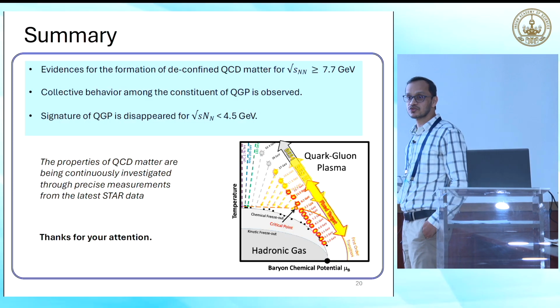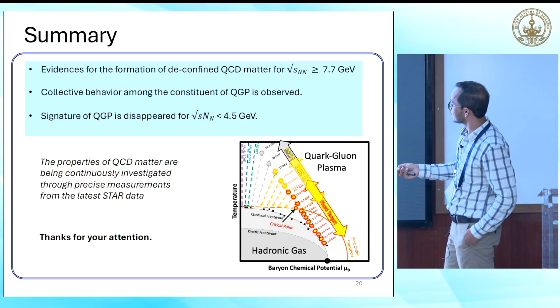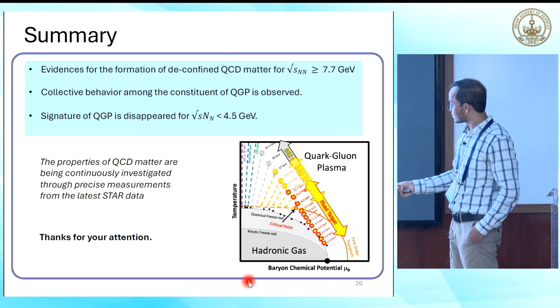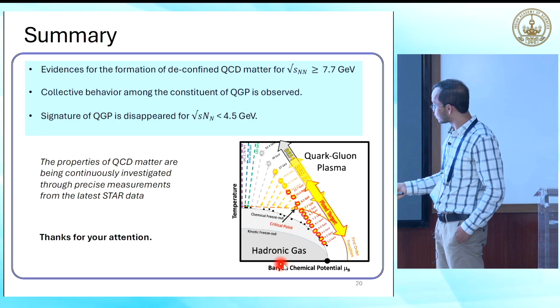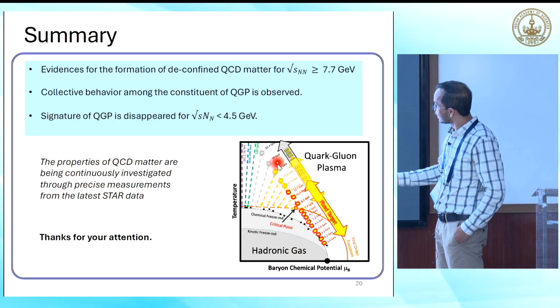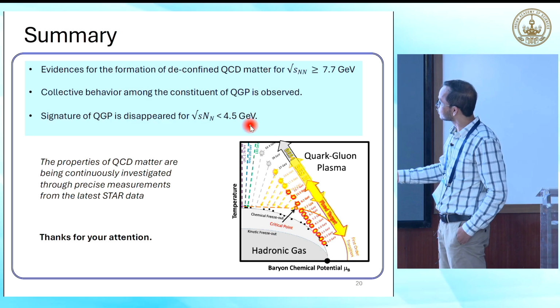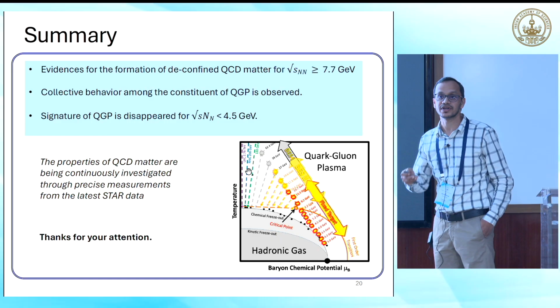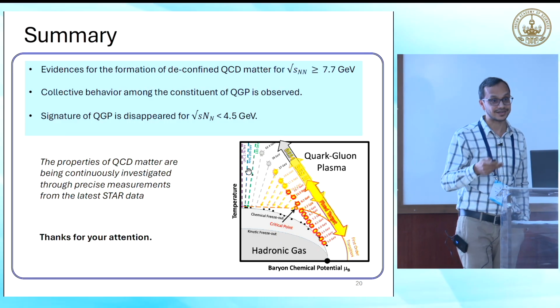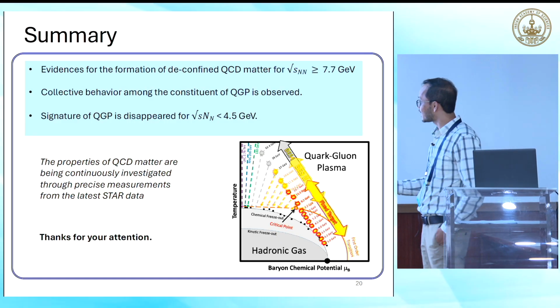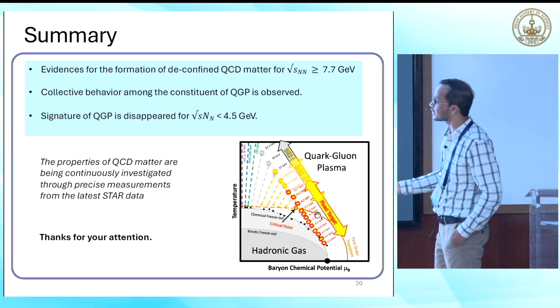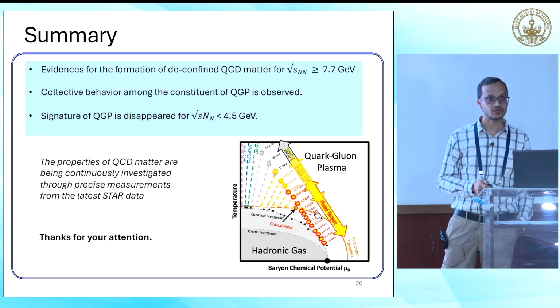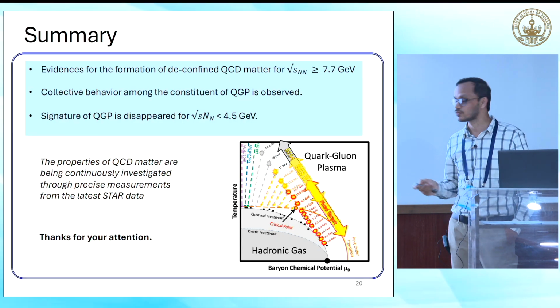So our aim is the exploration of the QCD phase diagram. So in this temperature versus baryonic chemical potential plot, I have added many dots here, starting from 200 GeV to 3 GeV. So each dot corresponds to a different energy where STAR has collected data. So we are analyzing all this data to precisely measure the properties of QGP. So stay tuned for the new results.